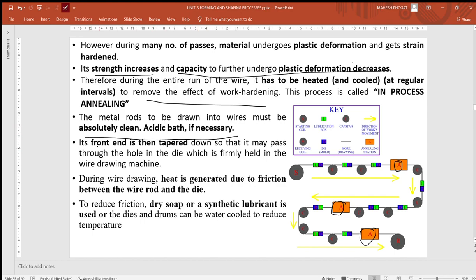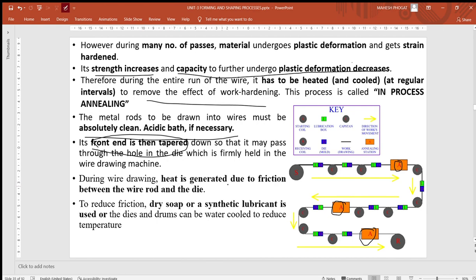Apart from that, the front end has to be tapered so that it can enter the die properly, because the die is a converging die, so the cross-sectional area will be less here. The front end is tapered so that insertion is easy.